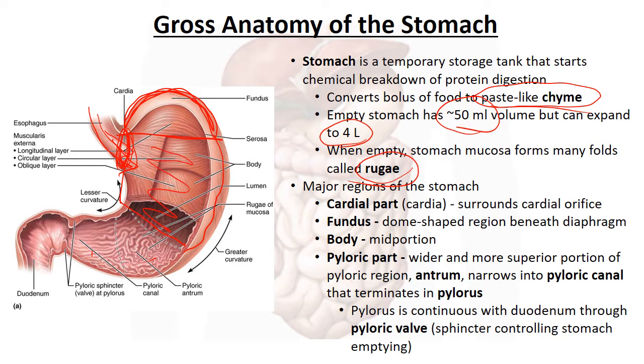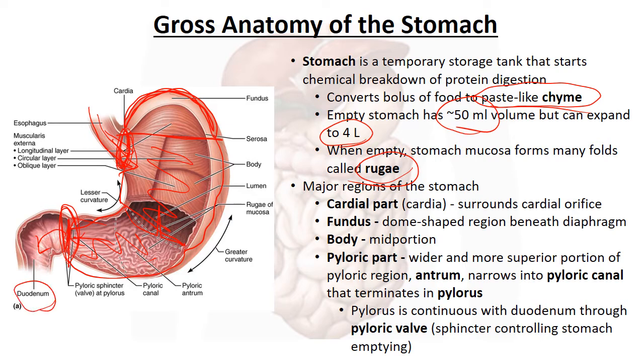And then below the body, you have kind of like a big funnel. And this is going to be the pyloric region. Now at the end of the pyloric region, right here, you've got another sphincter. That sphincter is going to regulate the amount of chyme that leaves your stomach and goes into the very beginning of your small intestine that we call the duodenum.